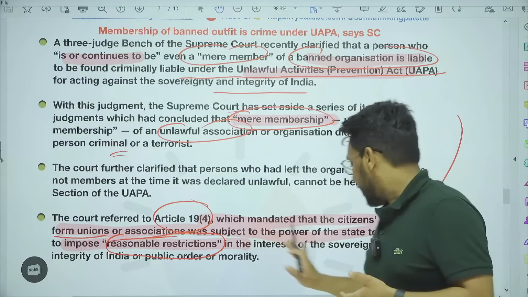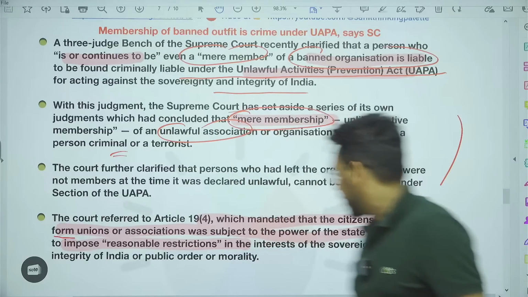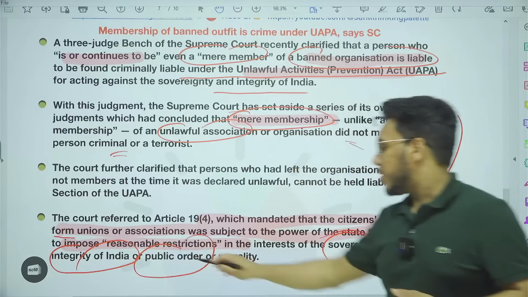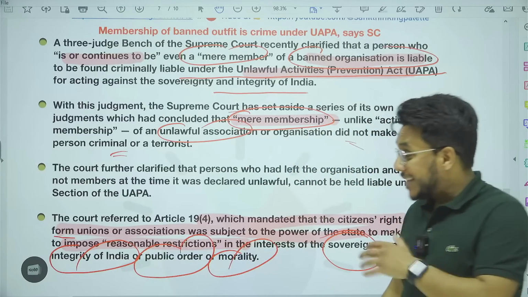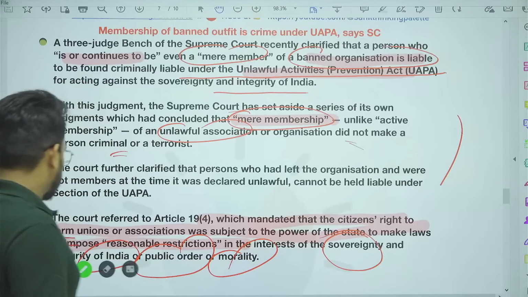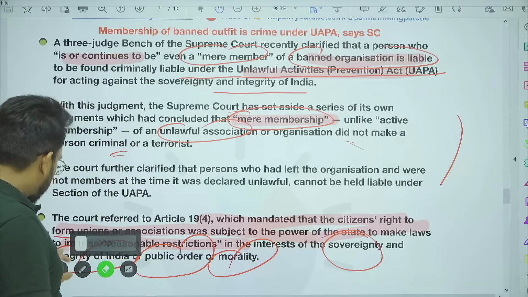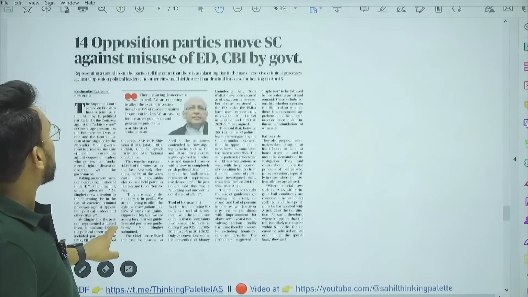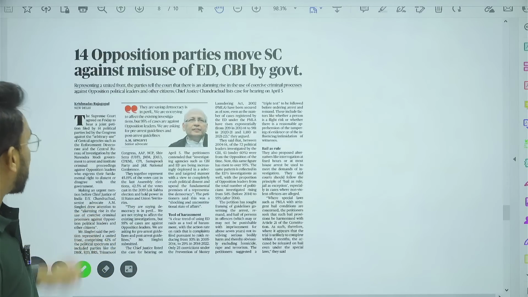Sovereignty and integrity of India, protection of public order, protection of public morality, these happen to be the legitimate restrictions that can be imposed. So this is all about this particular article. I hope that you have understood it. Now moving to the next article.